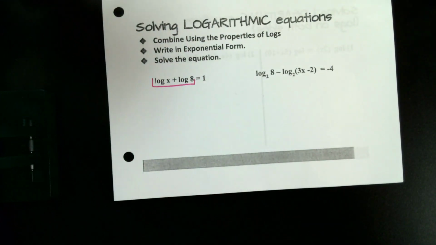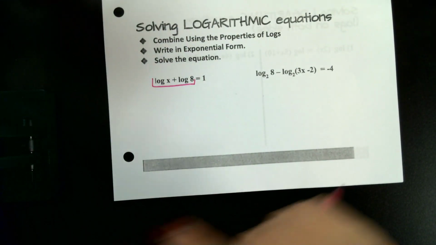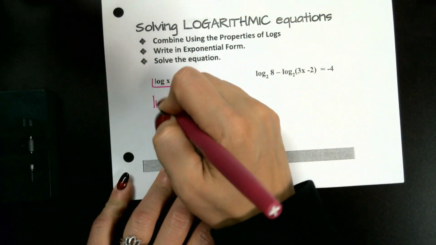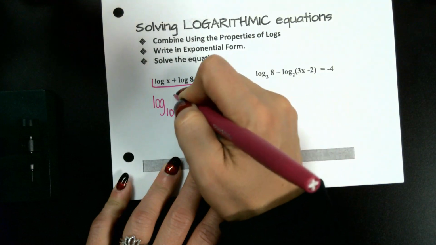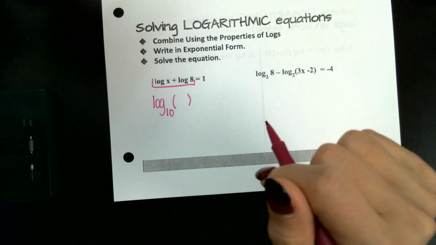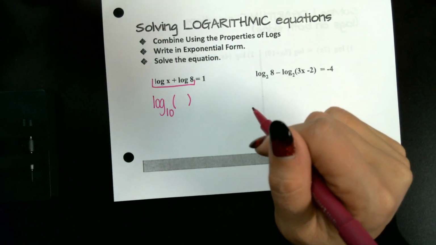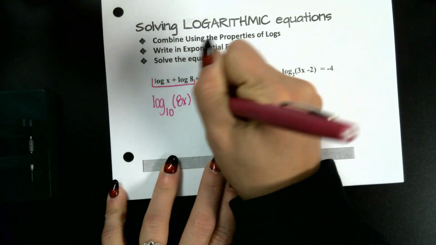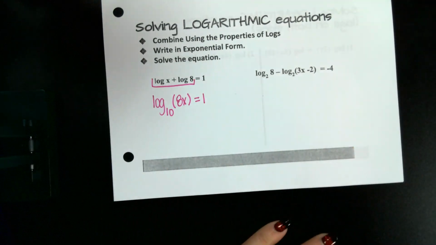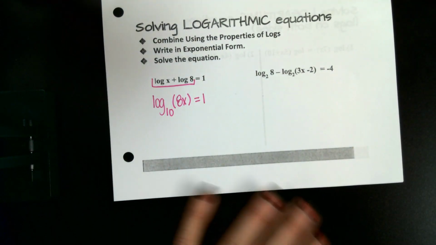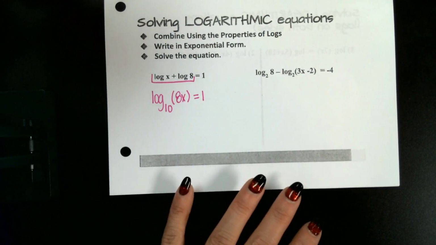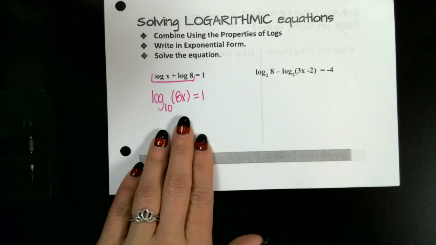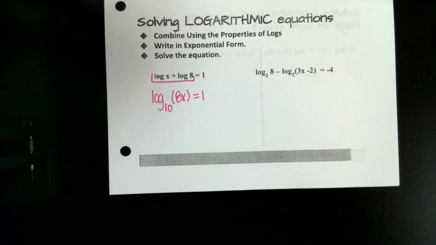So this is where you guys have to use those properties that we just learned. Log base 10. Now what would I do with the x and the 8? Multiply them, so wouldn't that be 8x? The right side, you're just going to keep the 1. So log base 10 of 8x equals 1. So now doesn't this look like a problem we just did above?